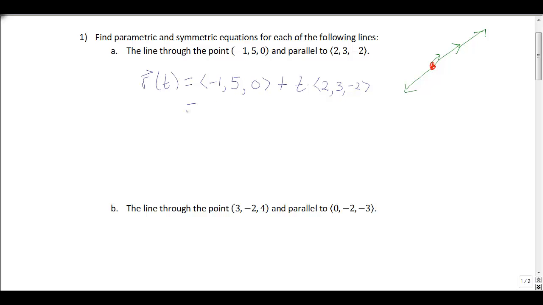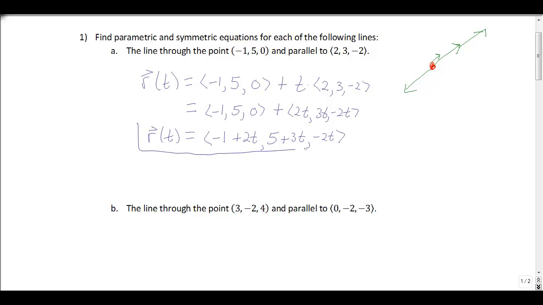And often we might combine these as -1, 5, 0, plus we could distribute the t: 2t, 3t, -2t. Then you could add the vectors component-wise and get -1 plus 2t, 5 plus 3t, and then -2t, and this is for all t. So I'm just going to rewrite my r of t equals that. And this is really the vector equation.